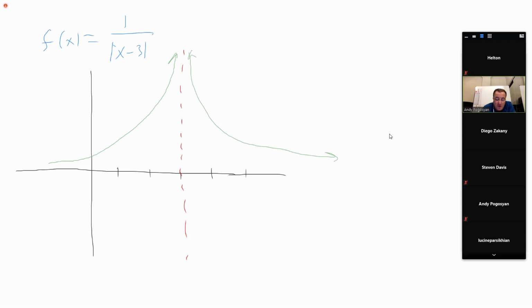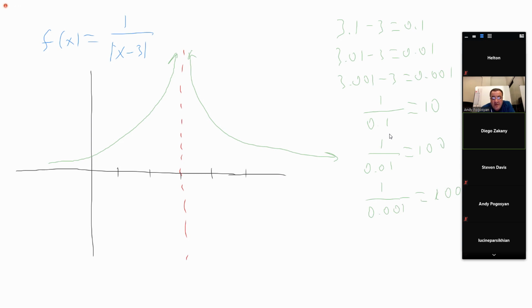From either side, when you get closer, so let's say 3.1 minus 3 is 0.1. 3.01 minus 3 is 0.01. So when you get closer, then you have 1 divided by 0.1 is 10. 1 divided by 0.01 is 100. 1 divided by 0.001 is 1000. So by dividing by a small number, the quotient becomes very large.